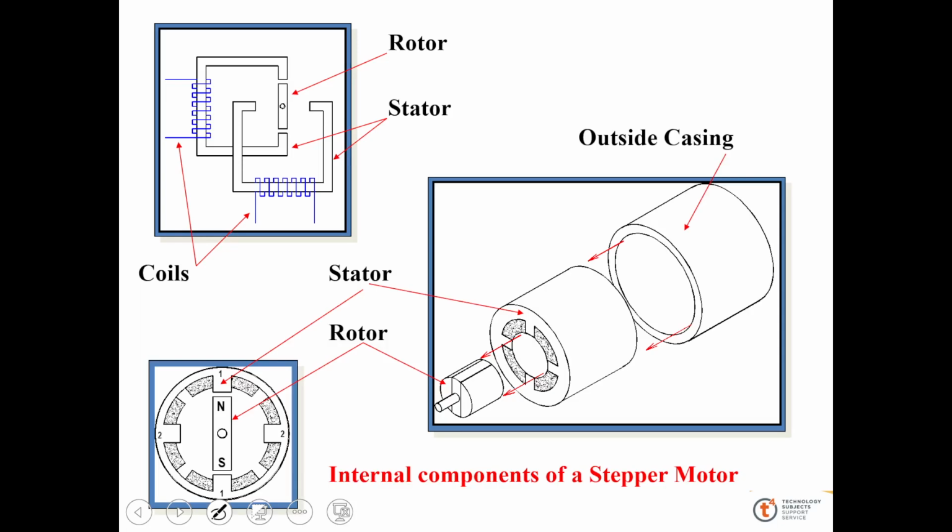So this is the schematic of the stepper motor. This is the stator, where the winding will be. This is the rotor, with one shaft to rotate with the winding. This is the outside casing, and this is the pole, a two-pole motor with north and south, these are the two poles here.